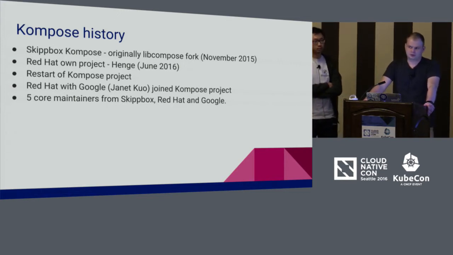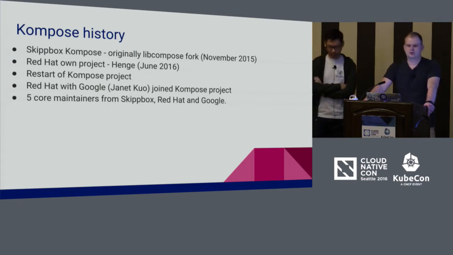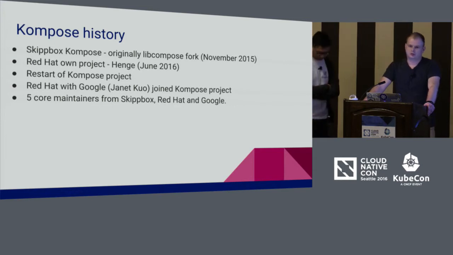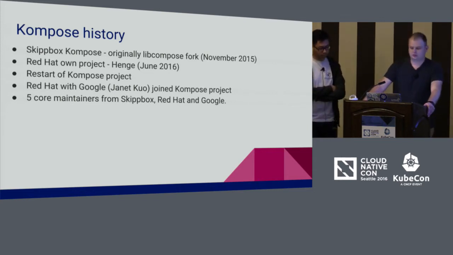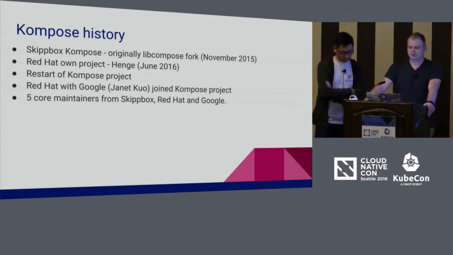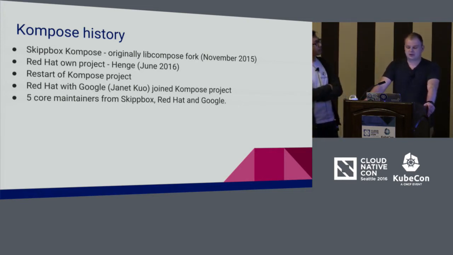We saw an opportunity there because there is really no point in having two projects that are trying to achieve the same goal. So we had discussions with Skippbox and decided that we were going to join efforts and start working together on Kompose. And at that time, Janet from Google also joined the Kompose project. So right now, Kompose has 5 core maintainers from Skippbox, Red Hat, and Google.